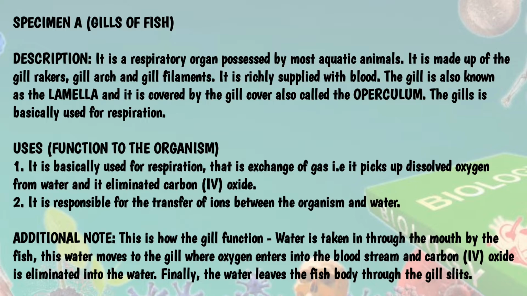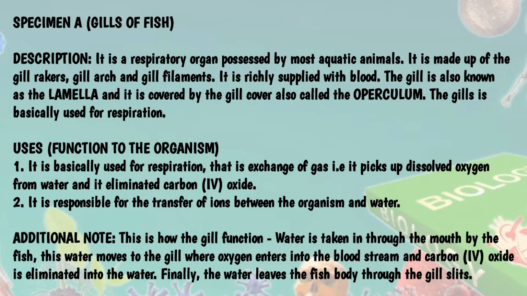So when asked for the uses, you can tell them that, number one, it is used for respiration, that is, the exchange of gases. Number two, you can write it is an organ of excretion because it helps to remove CO2 from the blood. And number three, it is responsible for the transfer of ions between the organism and water. Probably there are certain ions that are not needed, and the gills help to serve the function of removing them from the body.